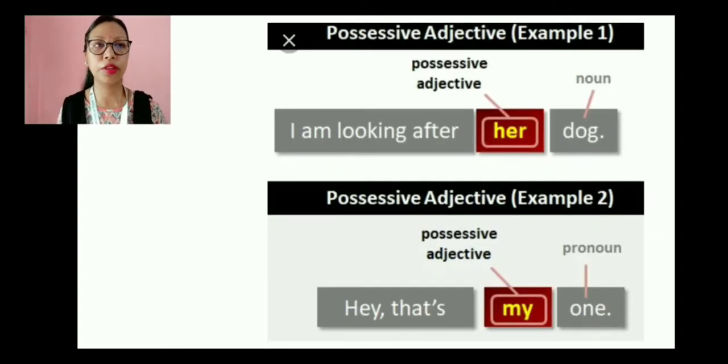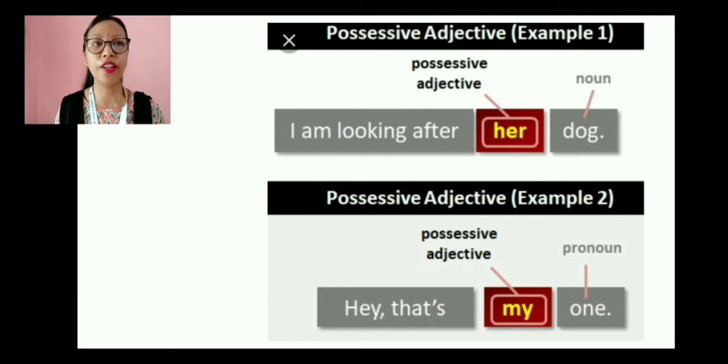Now let us come to the examples. Okay, the first example is I am looking after her dog. Now we all know that an adjective is a word that describes a noun, right? Dog is a noun. But here we are talking about the possessive adjective, right? I am looking after her dog. Whose dog? Her dog, right? She possesses the dog. She owns the dog.